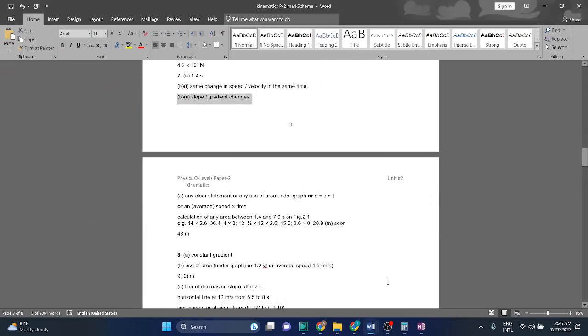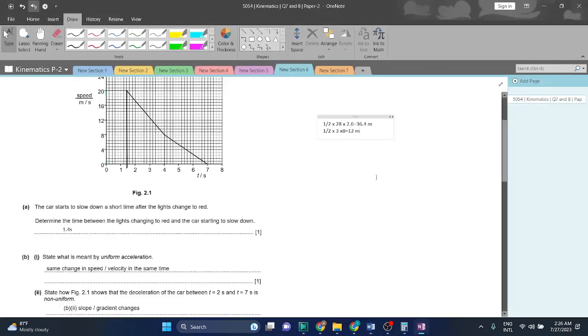48 meters बन रहा है, और हमने जो calculate किया है, which is actually just above 48, 36.4 plus 12 is equal to 48.4. So this is the answer, 48.4 meters.